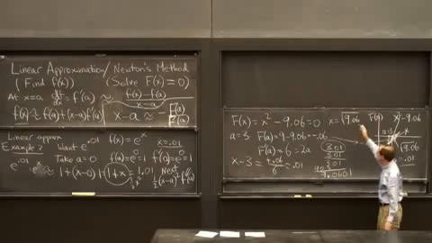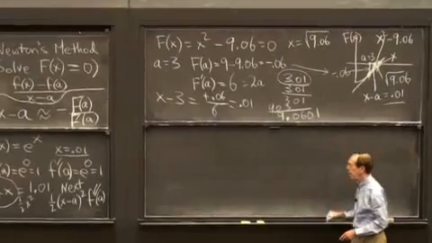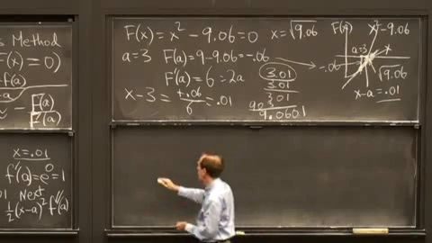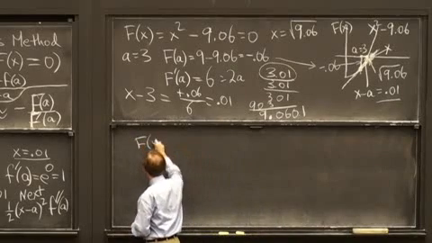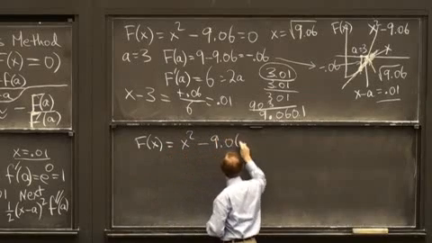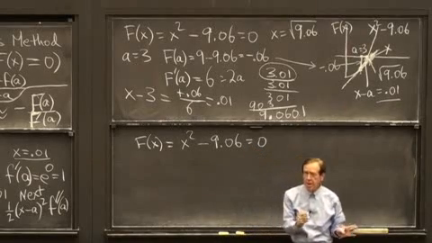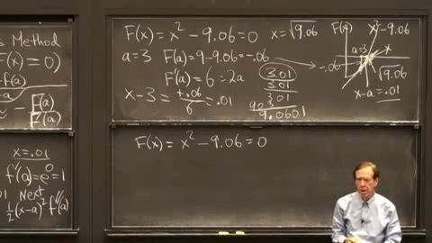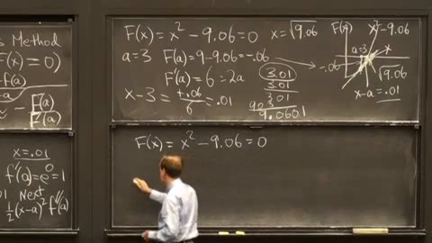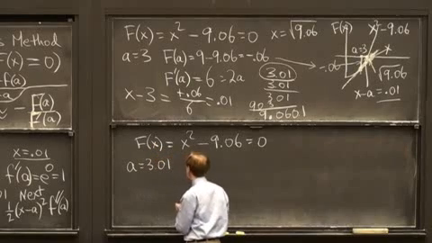So I plan to do just the same thing for the next step of Newton's method. f of x is still, I'm still aiming to solve this same equation, but I'm going to get closer than 3.01. I got closer than 3 to 3.01. Now I'm going to restart there. a is now going to be 3.01.